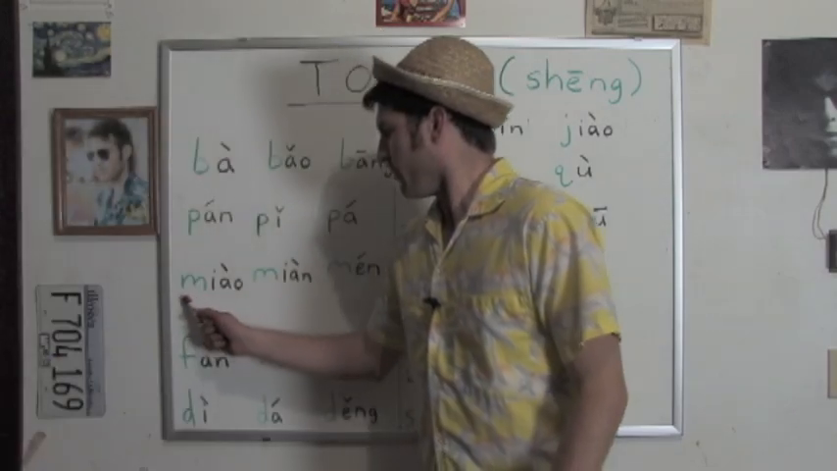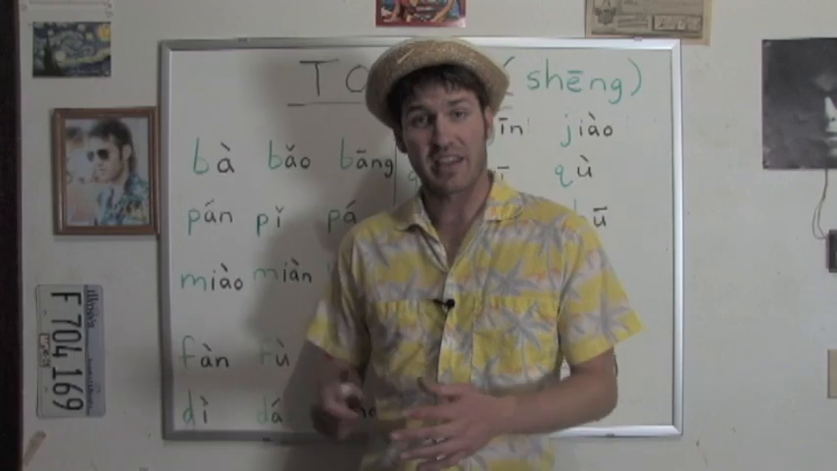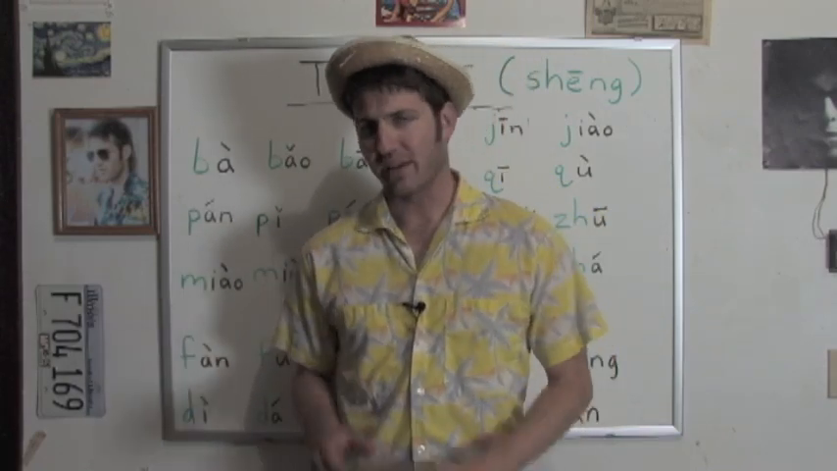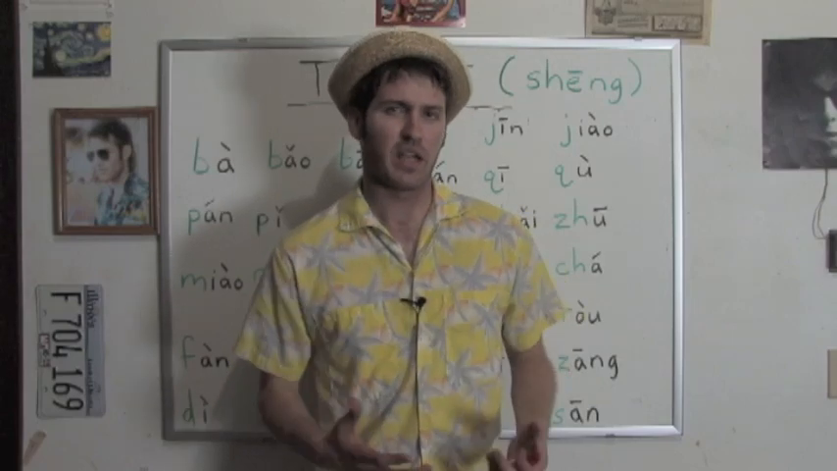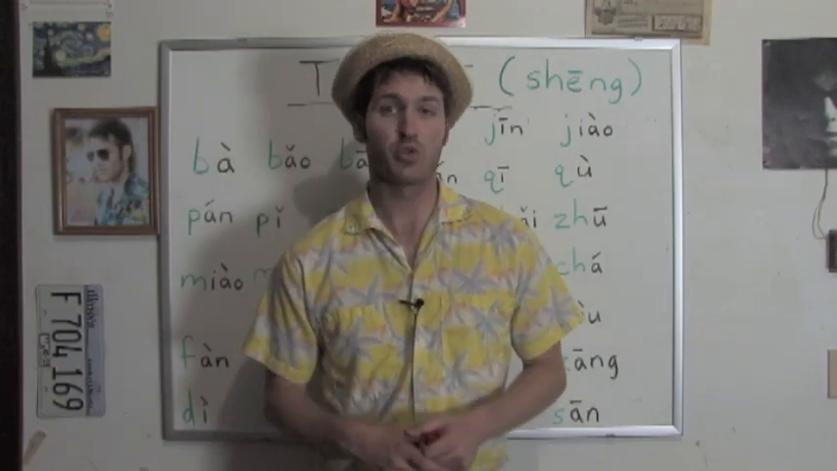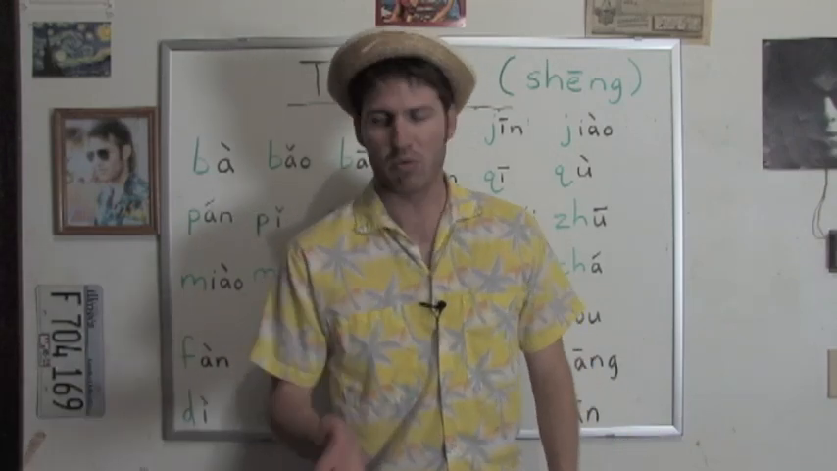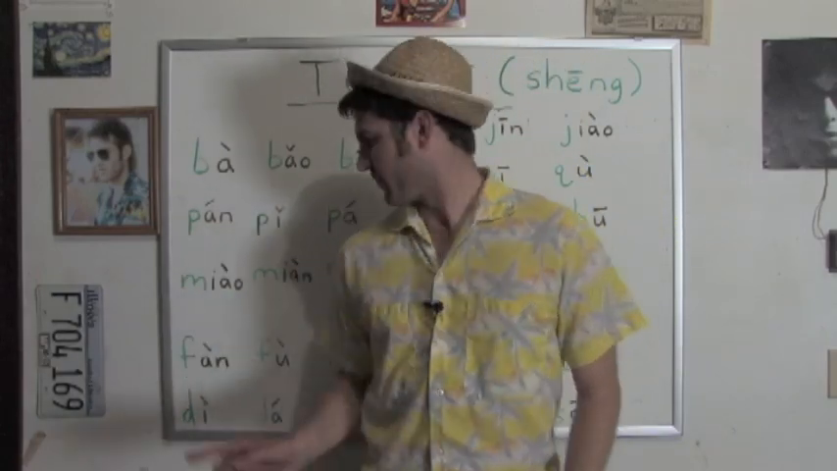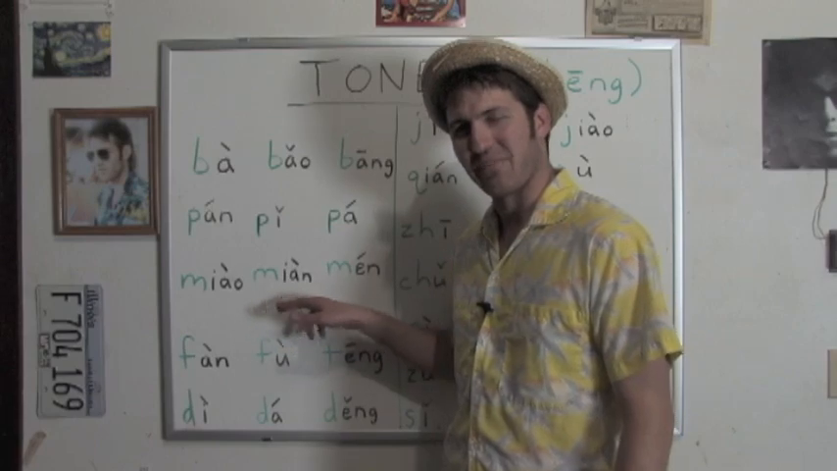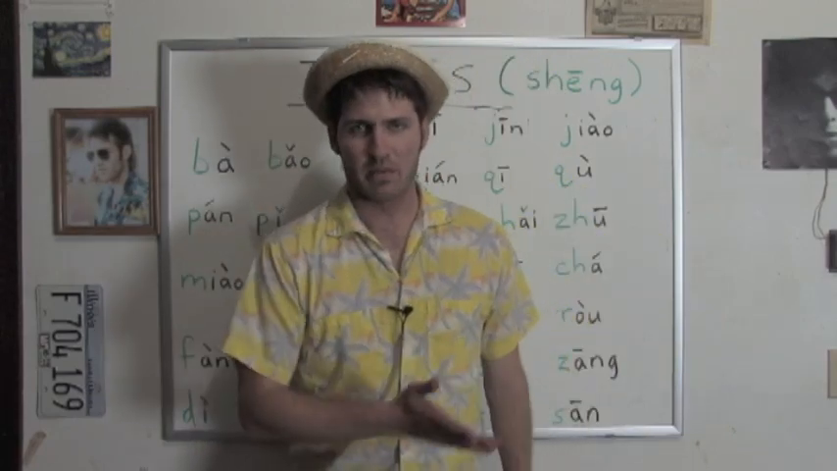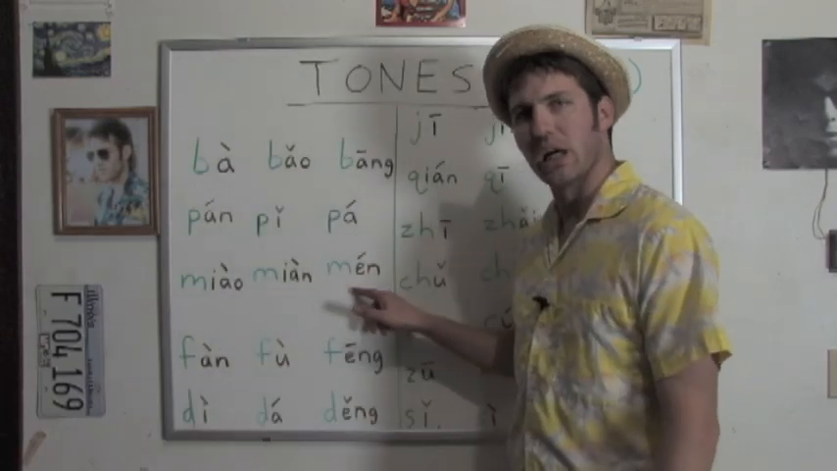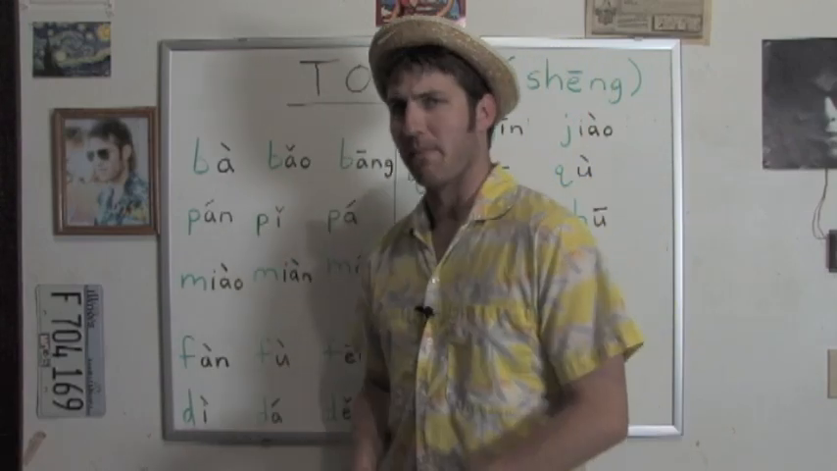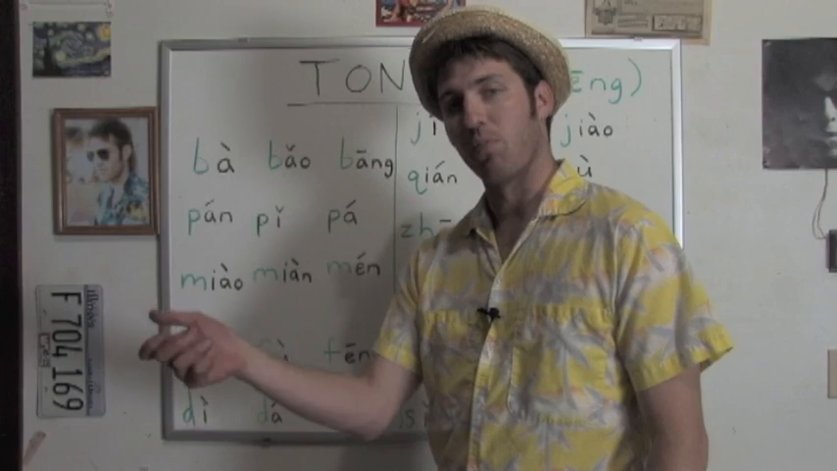Next one. Māo, meow. Just like a cat, we got fourth tone though. Meow. Again, just say it sharply and put your voice into it. You cannot screw up the fourth tone. Next one. Noodles again. Miàn. Again, I-A-N. I know you want to say ian, but it's yen. Mén, second tone, it means door. Kāi mén, open the door.